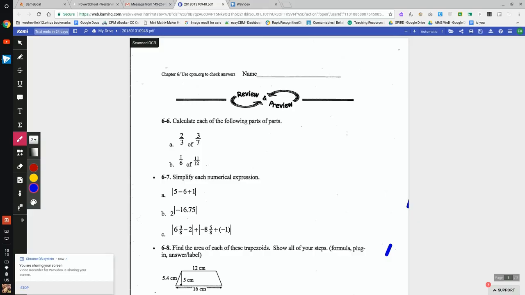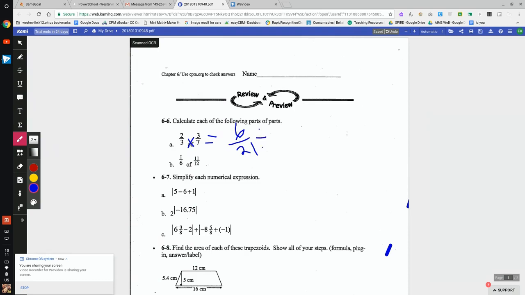All right, tonight's homework, we got the first two questions, 6.6. We are multiplying our fractions again. So "of" means to multiply, so you can just cross that out and start to multiply. So we have 2/3 times 3/7. Again, when we multiply, we can multiply just straight across. So we get 6 over 21.